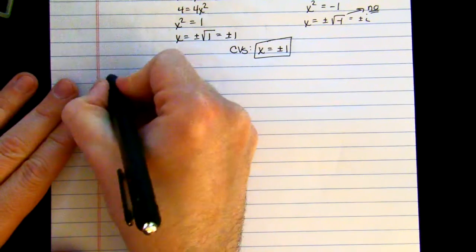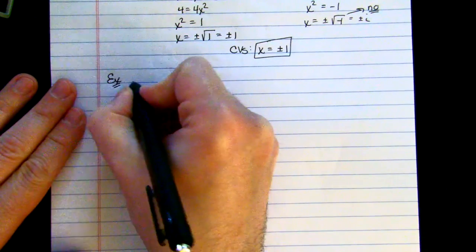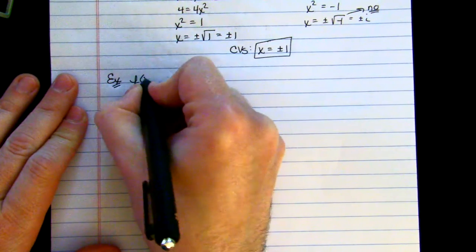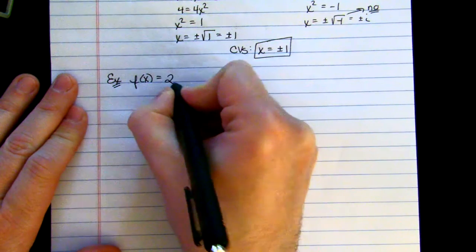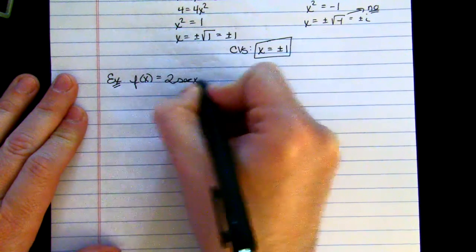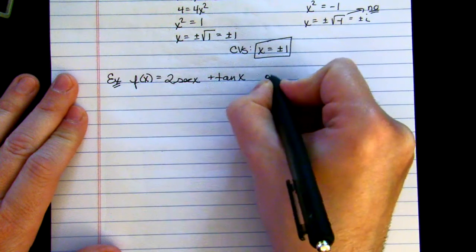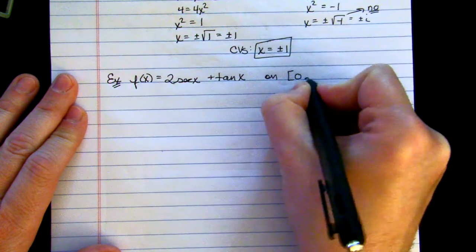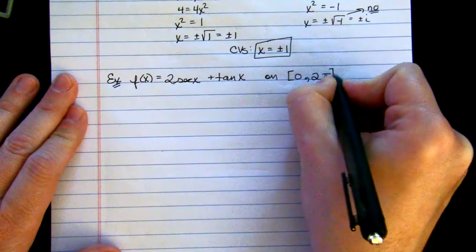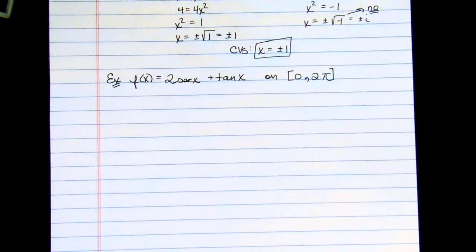Two more examples for this video. Got to do some trig. Oh, that'll be fun. f of x equals 2 secant x plus tangent x, and I want to deal with this on the interval from 0 to 2 pi. Go find your derivative.